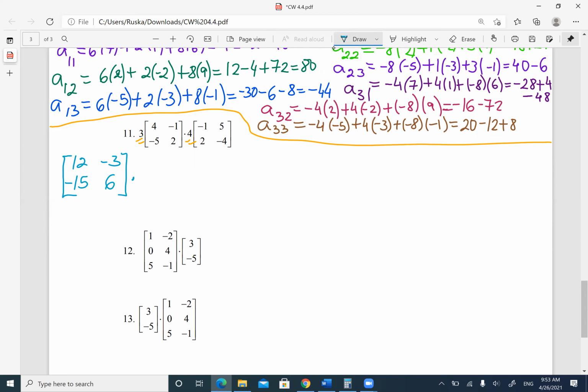And then the second matrix, I'm going to multiply everything by 4. So it's going to be negative 4, 4 times 5 is 20, 2 times 4 is 8, and negative 16. So these are the numbers. And then I need to multiply those two matrices because they have the same dimension. You can do that. And the answer is also going to be 2 by 2.